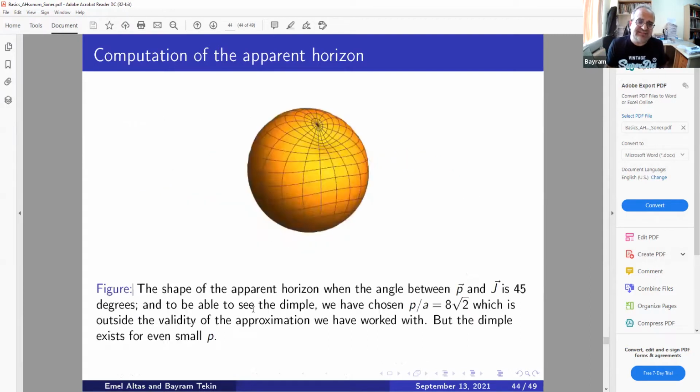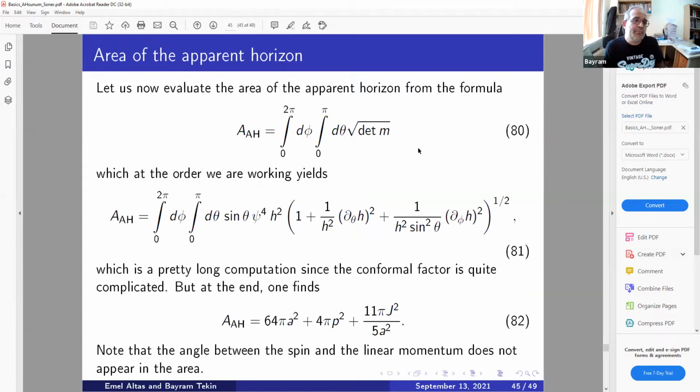Now, if you want to plot this, here is this two-dimensional surface. There is a dimple here. You see, there is a dimple here. And then because the curvature is not uniformly distributed, it will essentially evolve into a black hole, hopefully at the end, and emit some gravitational radiation. Okay? But let's try to understand the area of the apparent horizon.